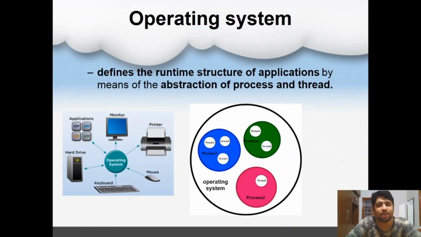Let's see what an operating system is. It defines the runtime structure of applications by means of the abstraction of process and thread. You can see multiple applications running in the operating system: the monitor, printer, mouse, keyboard, hard drive, everything will be running. In the same concept of process and thread, you can see an operating system will have multiple processes, and every process will have multiple threads running in it.